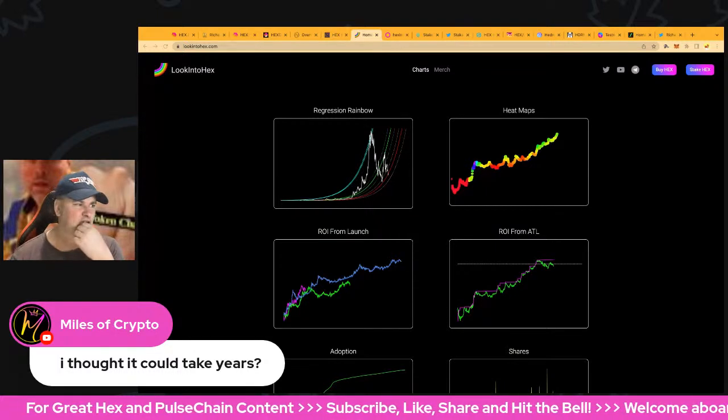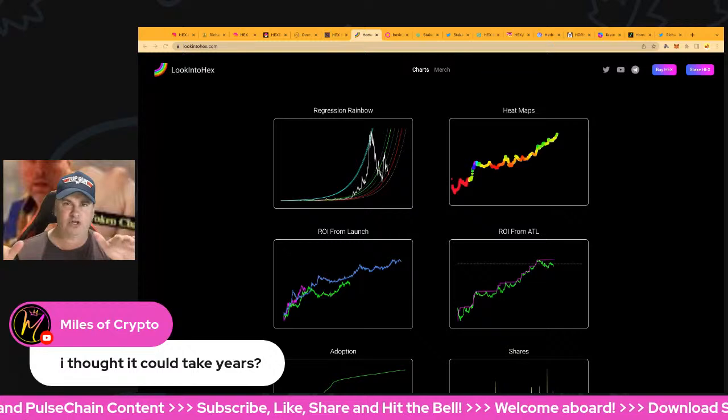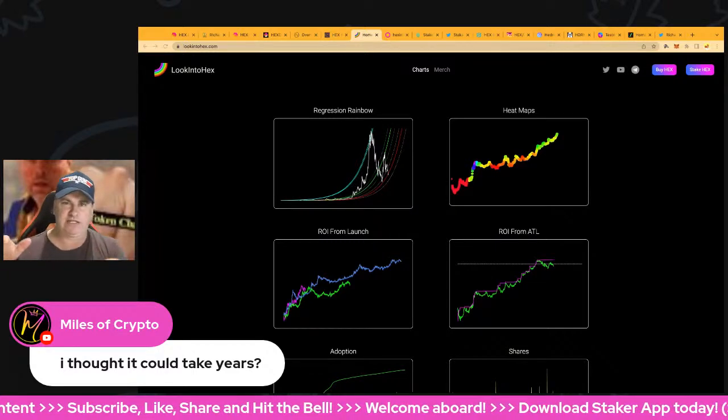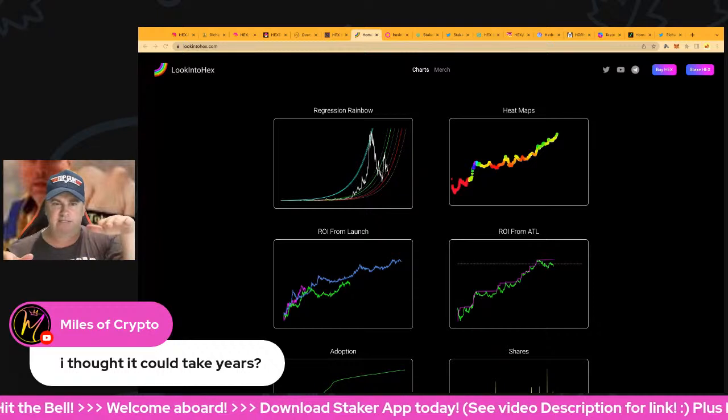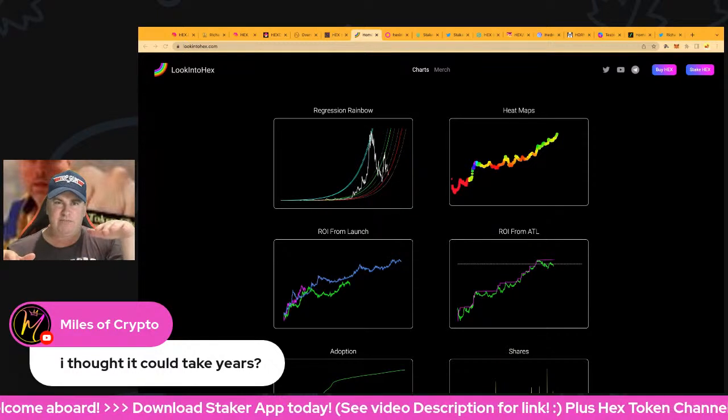No, I don't think it's going to take that long. I think it's going to be like a stock split, and then of course I do think that Hex on Pulse will price up real fast, and then it could actually have a bit of premium to Hex.